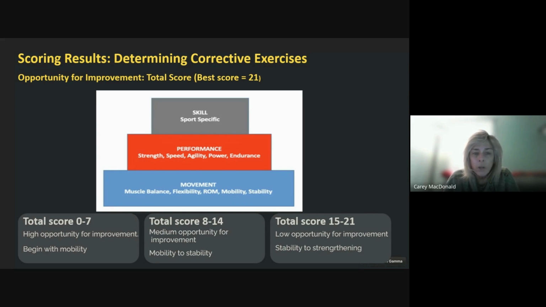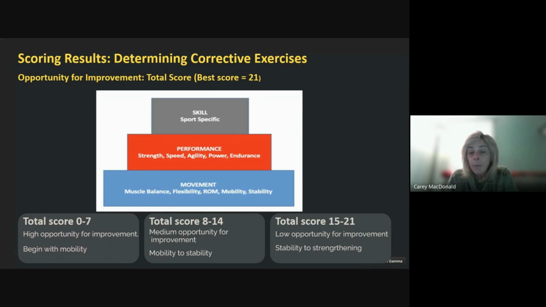So the best score could be a 21, right? We had 7 movements, the highest score is a 3, so 21 would be your best score. What we did is take 14 as the cutoff score. We took the 21 and divided it into 3, so we got 3 groups of scores. A 0 to 7 would give us our lowest score, but it would also give us our highest opportunity for improvement with the individual.